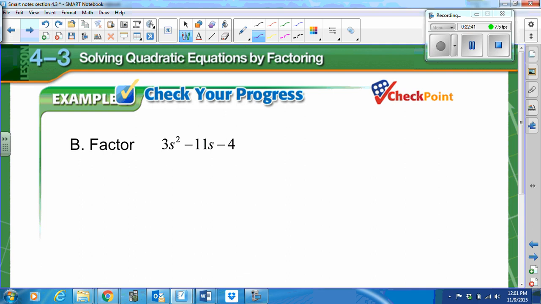Okay, I want you to pause it and try this one on your own, and then I'll show you how to factor it. Now notice this is not an equation, so you can't solve it. All you can do is factor it. So identify A, identify B, and identify C.